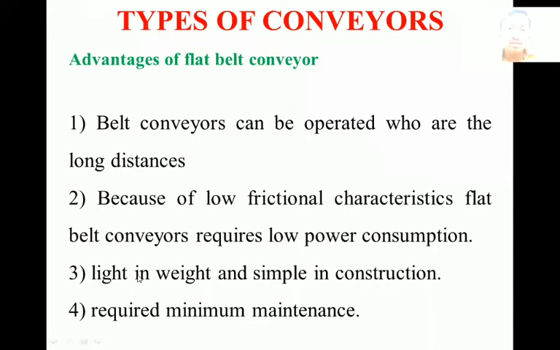Okay. So next, the third one: light in weight and simple in construction. These are very simple in construction as compared to the other types of conveyors. Next, the fourth one is required minimum maintenance. So maintenance is very negligible. Even very low skilled labor can do the maintenance of this type of conveyor. So these are a few advantages of the flat belt conveyor.